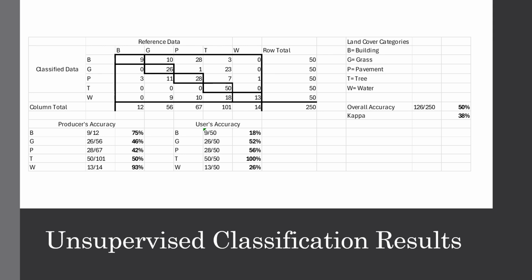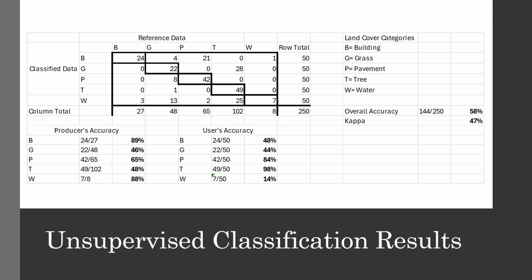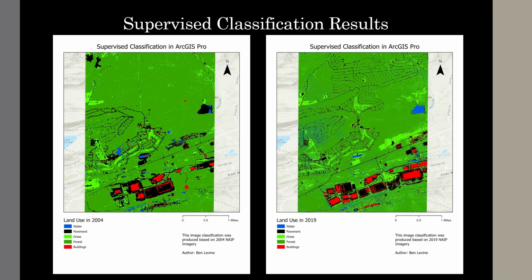There was only a 50% overall accuracy with the unsupervised 2004 classification. Buildings and water performed particularly poorly in the user's accuracy. The 2019 accuracy assessment was slightly better, but water in particular remained a huge problem in the unsupervised results. The results of the supervised classification are shown here. Visually, we can see classification appears cleaner than the unsupervised classification.